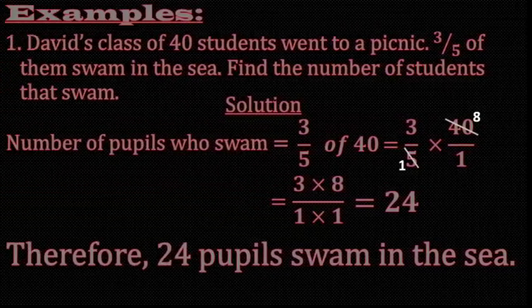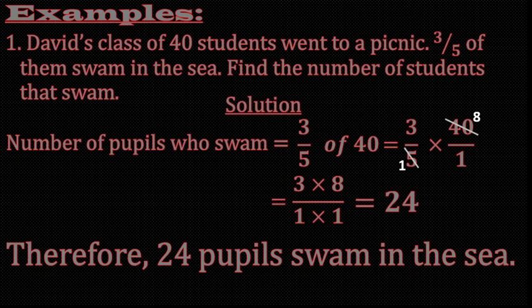Alright. I'll ask you a question on example 1. Example 1 says we should find the students that swam. Now in the comment section, you could tell me how many students did not swim. How do I find that? I found that 24 pupils actually swam in the sea. How many students did not swim? Tell me the ways you can find that. Tell me your answer in the comment section.